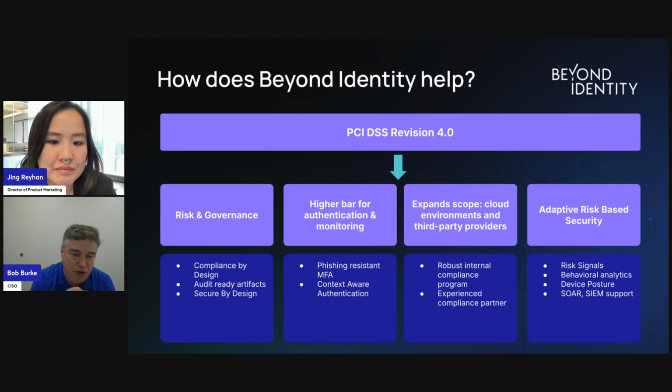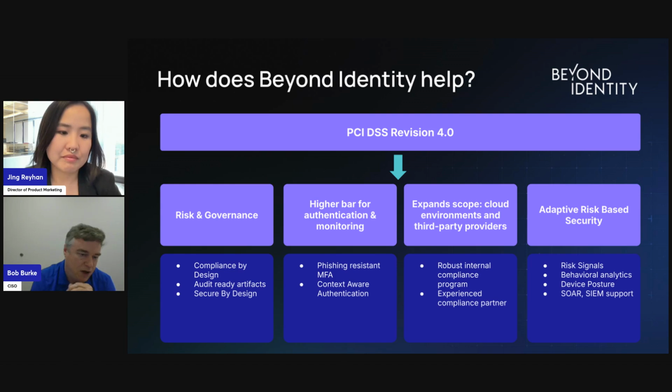And then also, as a third-party provider, we ourselves have a very robust internal compliance program, and we're an experienced compliance partner. We have done some of the toughest compliance regimes out there, from FedRAMP to SOC. We've done a number of self-assessments, and we've worked with some of our customers who have extremely mature security programs.